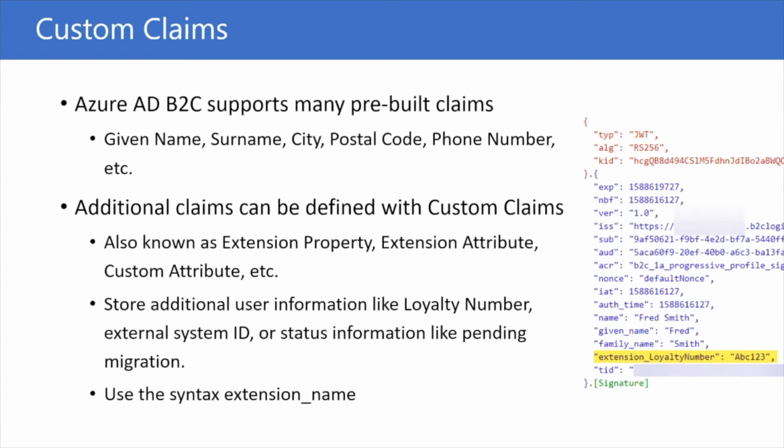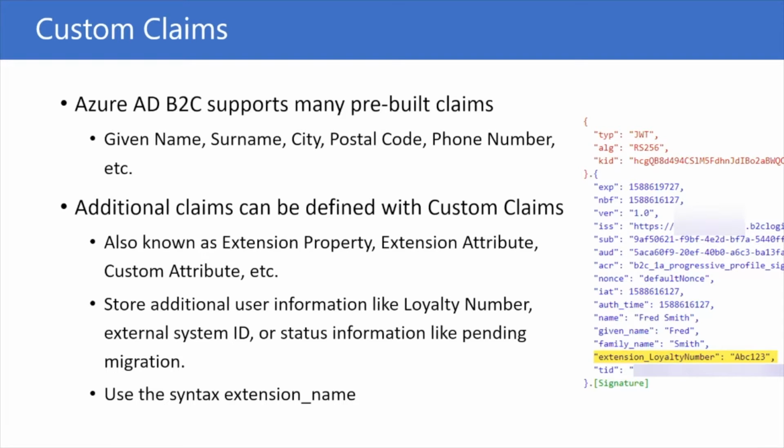Azure AD B2C supports a long list of pre-built claims, and these include user attributes like given name or surname, which you may also know as first and last name, the user's city, their postal code, phone numbers, things like that. However, you may find that you want to store some information about a user that isn't included in these predefined user claims. So to work with these kinds of additional information, Azure AD B2C supports custom claims. These are sometimes also known as extension properties, extension attributes, custom attributes. Again, the idea of customizing and or extending is usually some kind of name given to these.